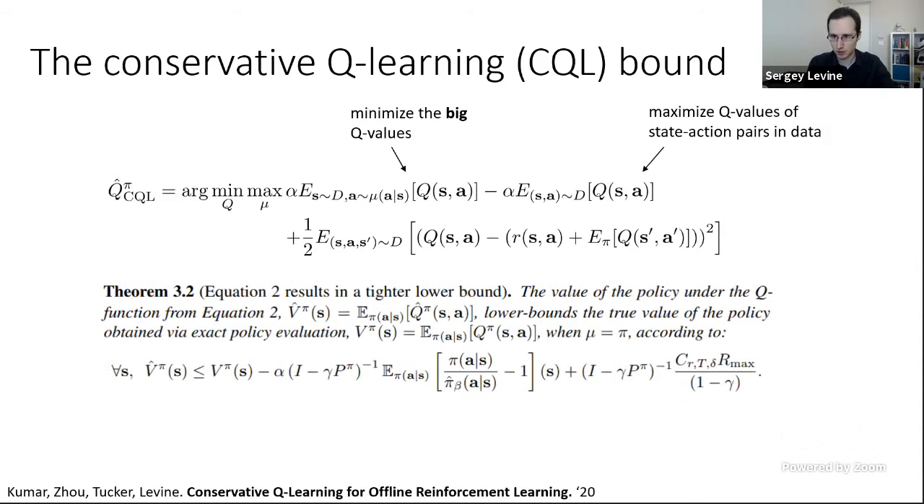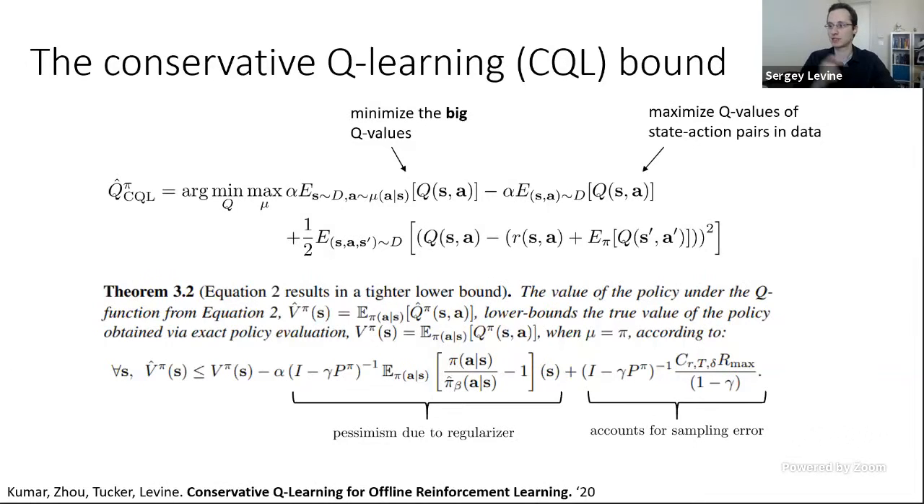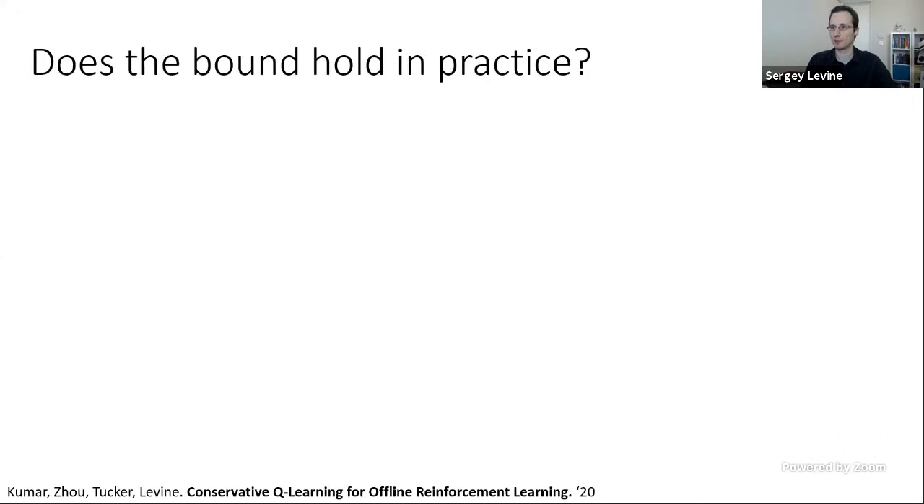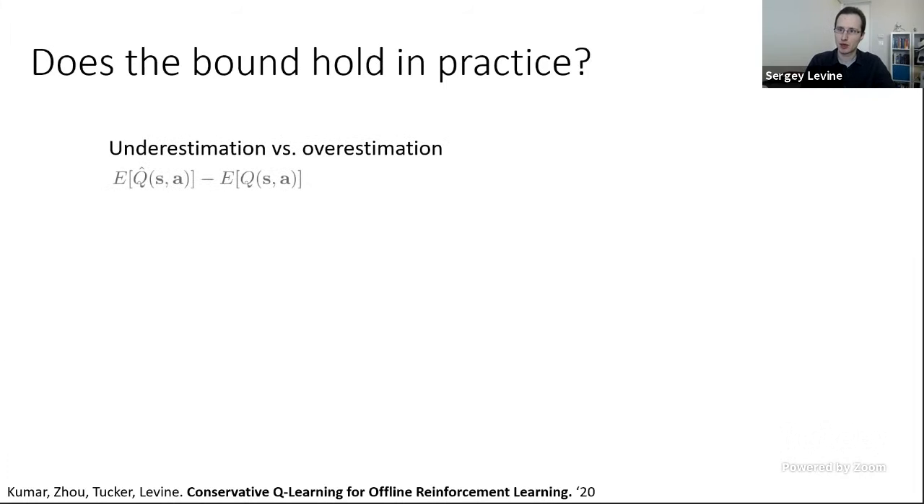The full statement of the theorem that's in the paper is shown here. It's a little bit involved, but let me just briefly summarize. There's essentially three terms. We're saying that v hat, the learned value function, is less than or equal to the true value function minus alpha times some positive pessimism term due to the regularizer, plus an error term due to sampling error. And alpha just needs to be chosen large enough so that this pessimism term overpowers the sampling error term. And if that's the case, then you get a lower bound. Okay, so does the bound hold in practice?